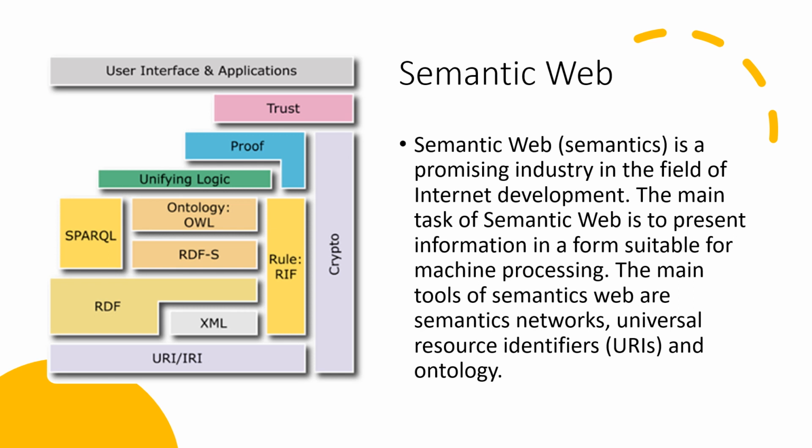When we talk about service-oriented systems, we should consider Semantic Web, which is a promising industry in the field of Internet development. The main task of Semantic Web is to present information in a form suitable for machine processing. The main tools of Semantic Web are semantic networks, universal resource identifiers, and ontology.